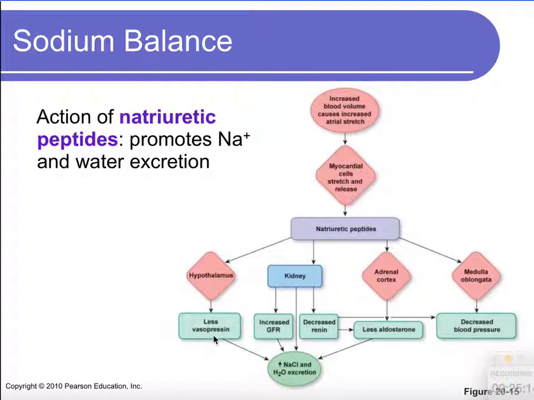And so when you release less vasopressin, you're going to retain less water. And so you'll basically lose more water, and that will help lower blood pressure. It'll tell the kidneys to decrease renin release. So renin helps to raise blood pressure, and so if you decrease renin release, it'll help lower blood pressure. It'll also tell the adrenal cortex to secrete less aldosterone, and that will also obviously occur because you're going to decrease renin release. And then it'll tell the medulla oblongata to decrease blood pressure, which we know is through the cardiovascular system. So it basically does the opposite of renin.